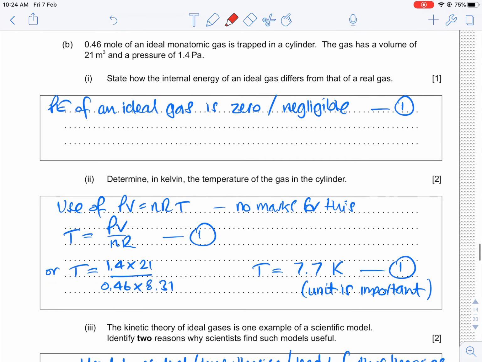Part B is talking about differences between ideal gases and real gases. So the differences. State how internal energy of an ideal gas is different to that of a real gas. Well, with a real gas there is actually attraction between the molecules, and that doesn't take place with an ideal gas. So best bringing in here the idea that the potential energy of an ideal gas is 0 or negligible, and that's because we have to assume that there is no attraction whatsoever once a gas becomes a gas.